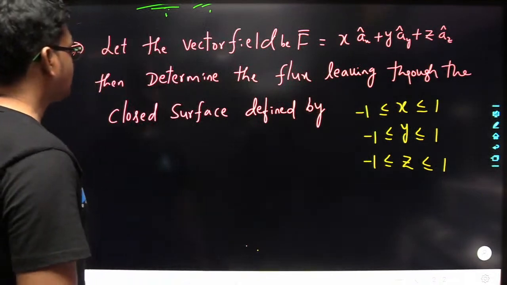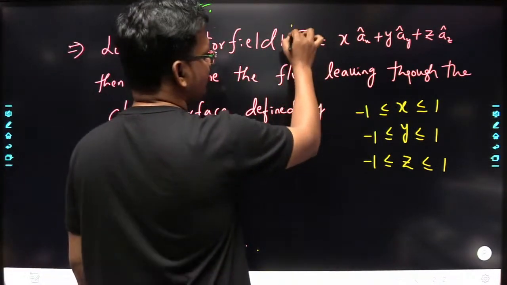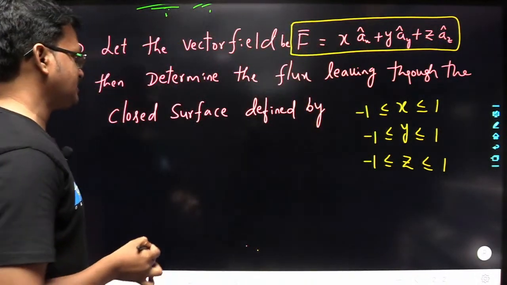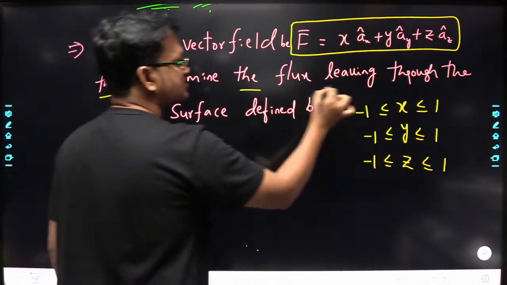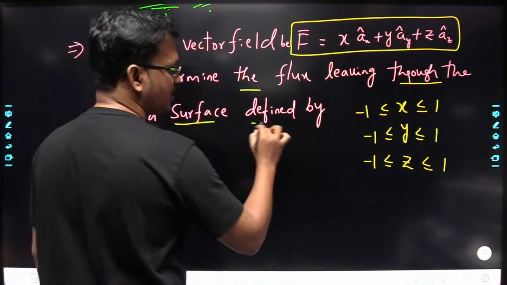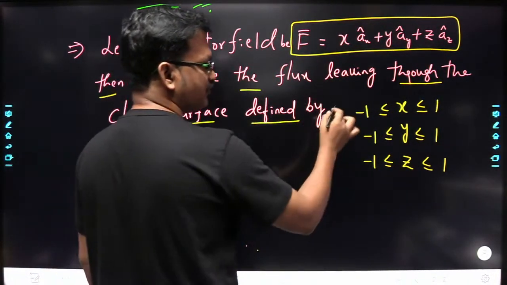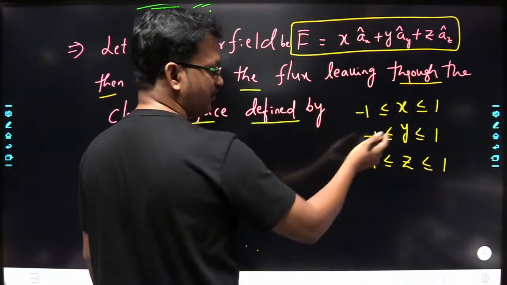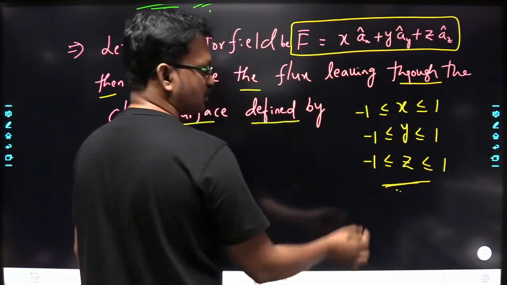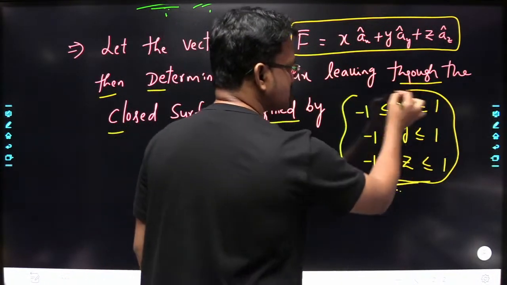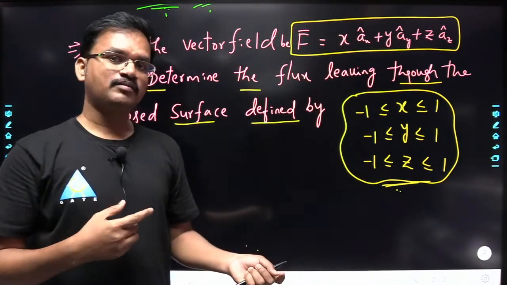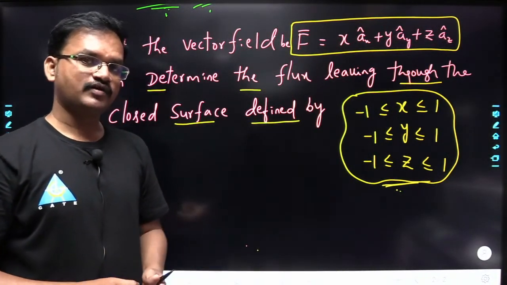Okay. So what have they given here? Let the vector field f bar is equal to x ax cap plus y ay cap plus z az cap. Then determine the flux leaving through the closed surface defined by what? x varying from -1 to 1, y varying from -1 to 1, z also varying from -1 to 1. So that means this represents what here?